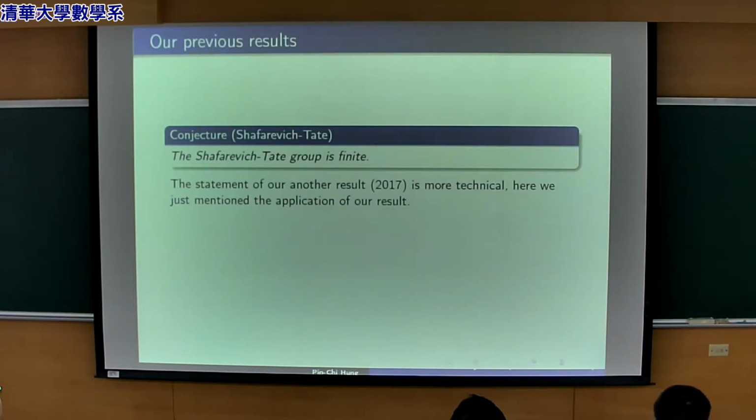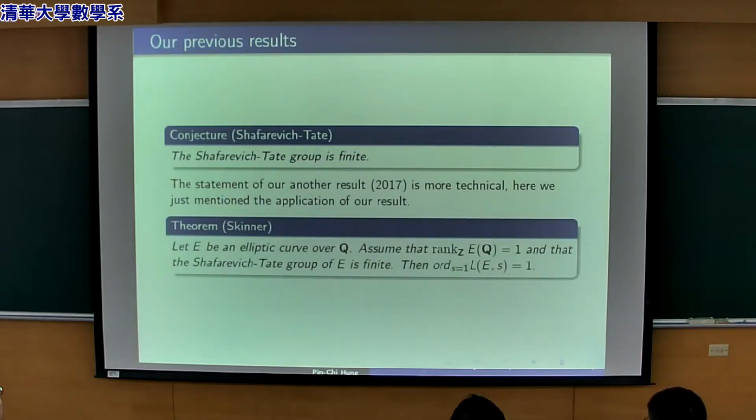Our result in rank one is a very technical thing, but we mention the application to the rank one situation. It's a theorem of Skinner and Xin Wan, who is Skinner's student. It's a rank one statement. Our theorem contributes to a little part of this Skinner theorem. For an elliptic curve over Q, suppose the algebraic rank is 1, and suppose the Sha group is finite, then the analytic rank is 1. This is one direction, and the other direction is given by the so-called Gross-Zagier formula. If you are interested, you can Google it. It's a beautiful formula.